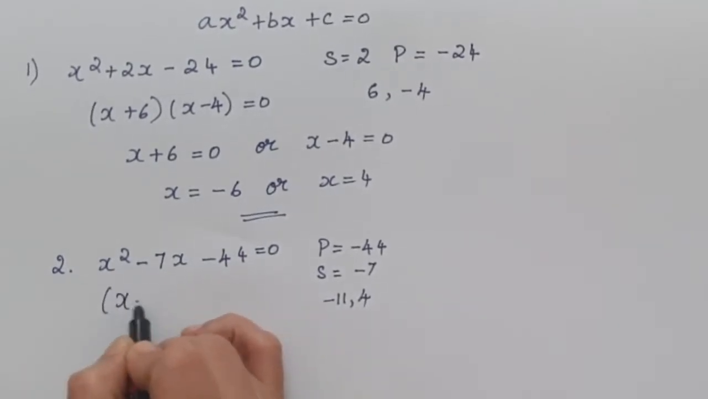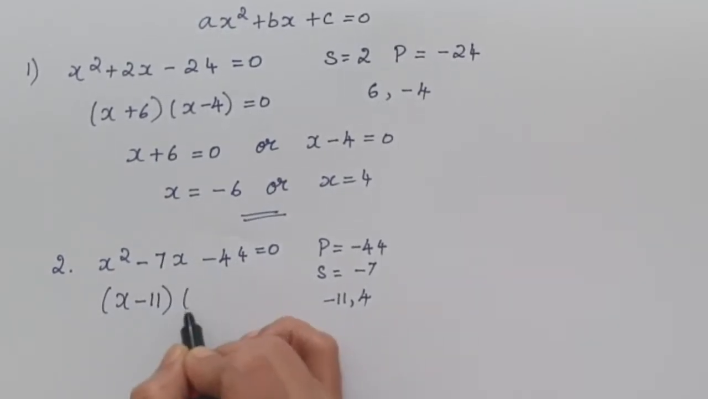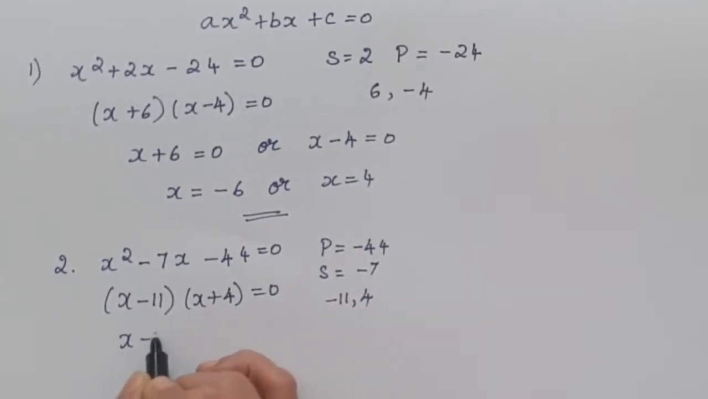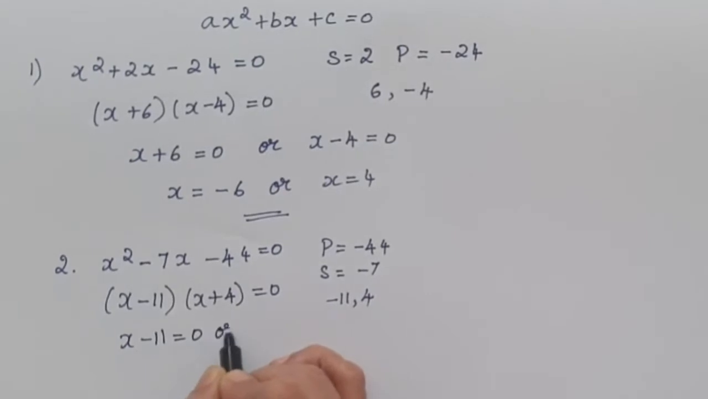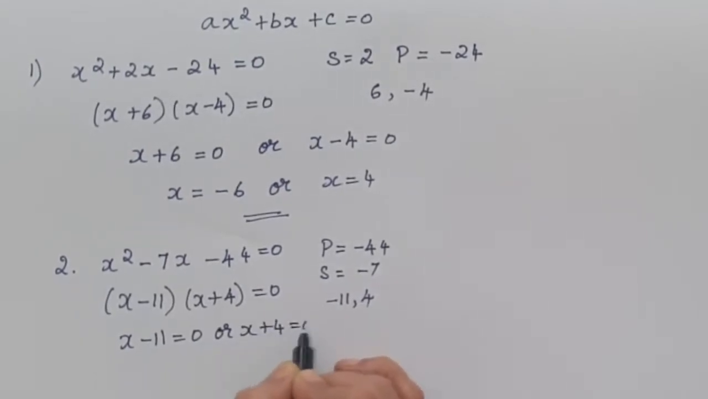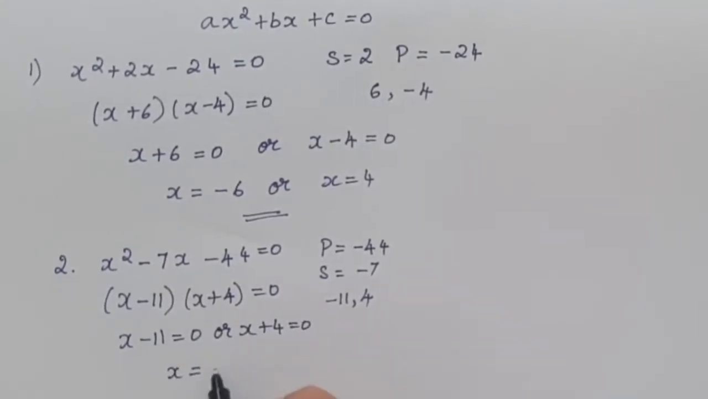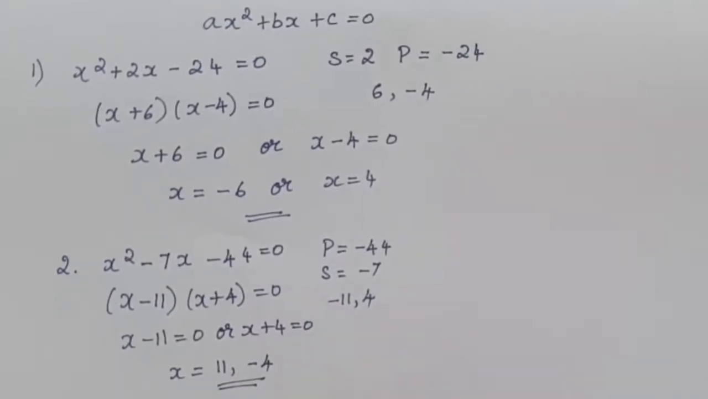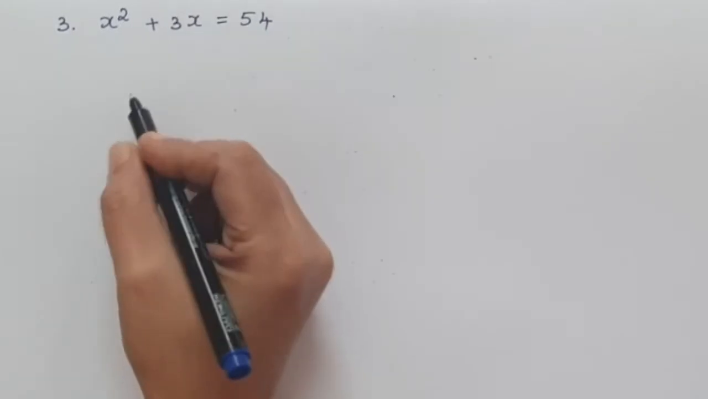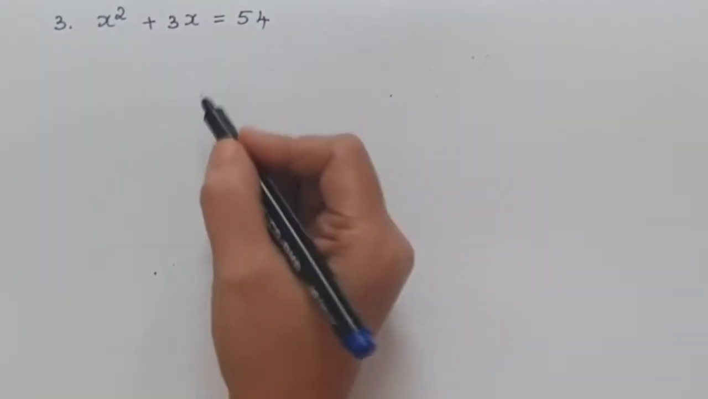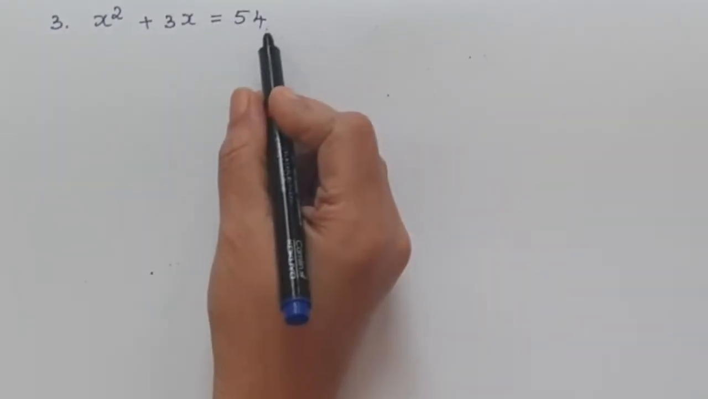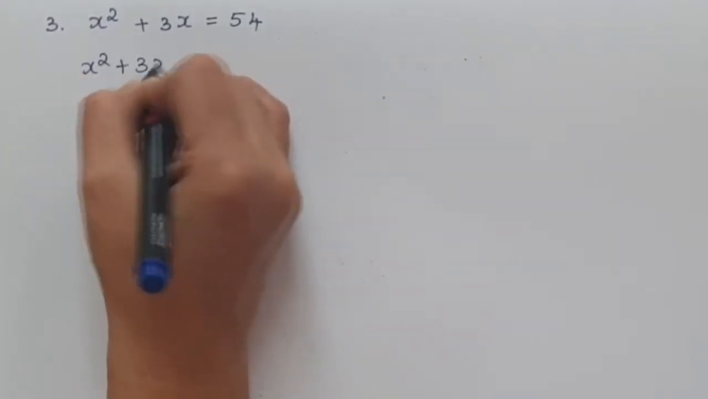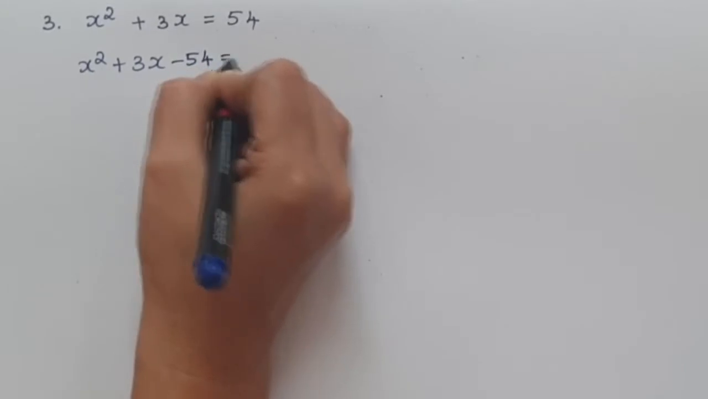So we can write it as x minus 11 and x plus 4 equal to 0. So x minus 11 equal to 0 or x plus 4 equal to 0. So from this we get x as 11 and from this we get x as negative 4. So these are the two answers. Now the third question, x squared plus 3x equal to 54. This is on the other side, so we take it to this side. So it is x squared plus 3x minus 54 equal to 0.